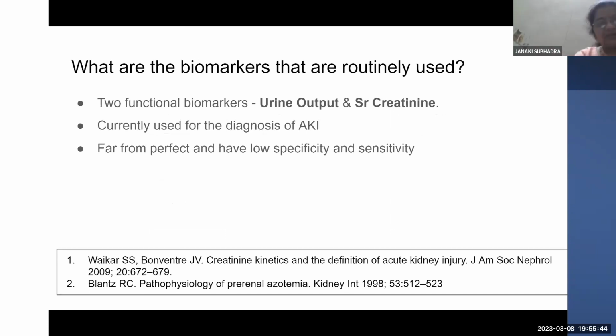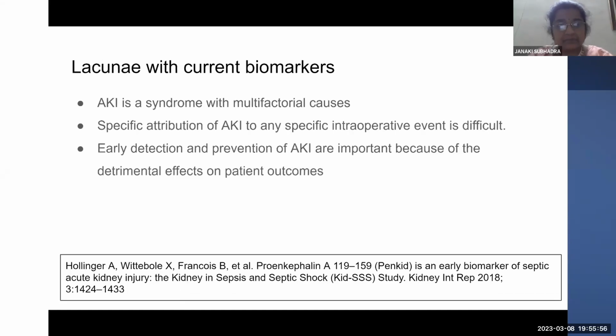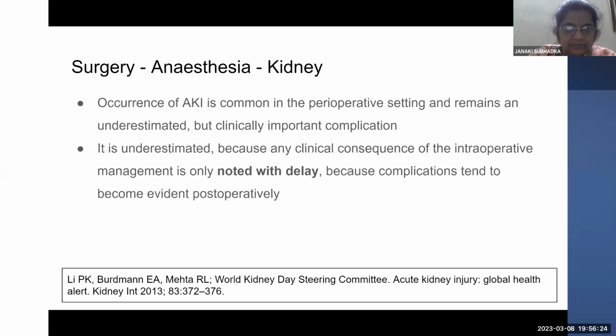Urine output and creatinine are currently used for the diagnosis of AKI, but are far from perfect and have very low specificity and sensitivity. We know that AKI is a syndrome with multifactorial causes, and it is very difficult to specifically attribute AKI to a particular intraoperative event which caused it. Therefore, early detection and prevention of AKI is very important, because detrimental effects can set in if it is not recognized, prevented and treated.